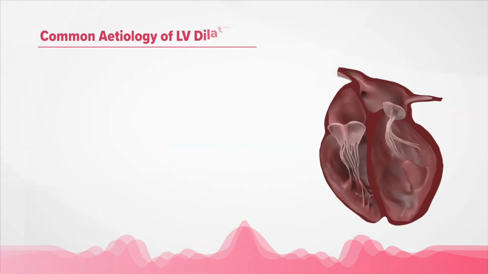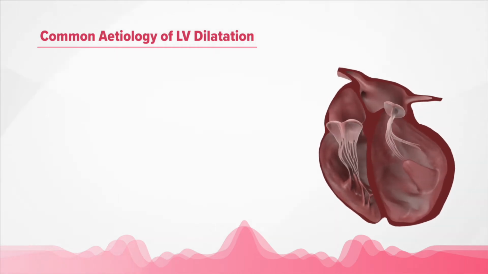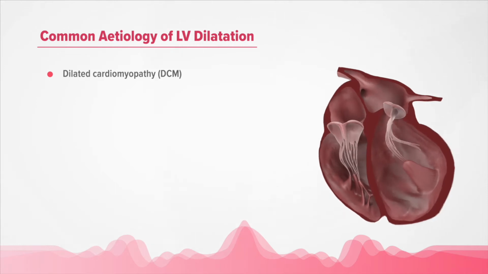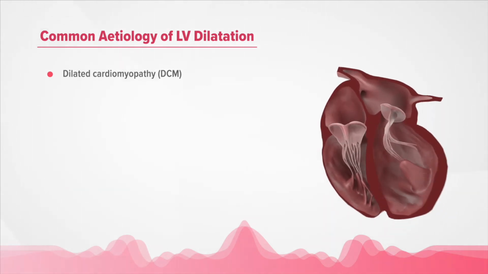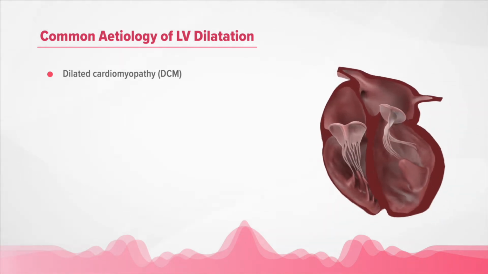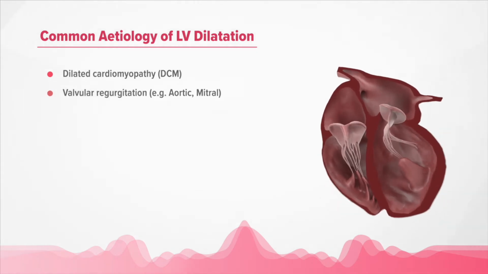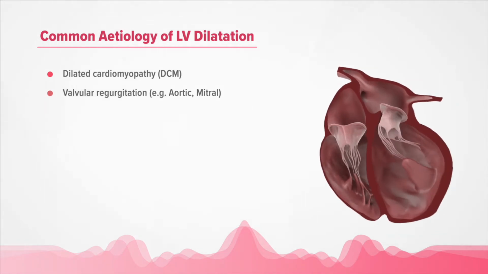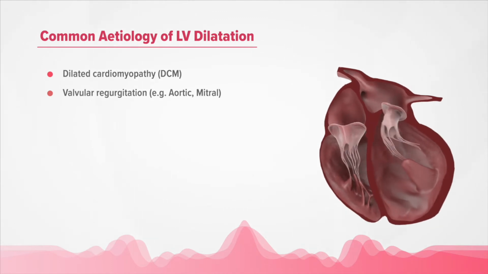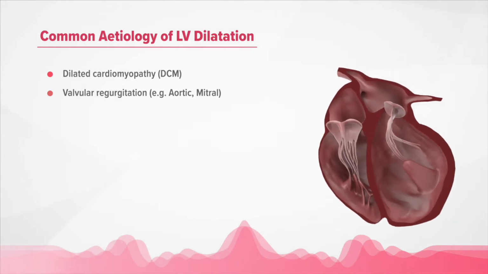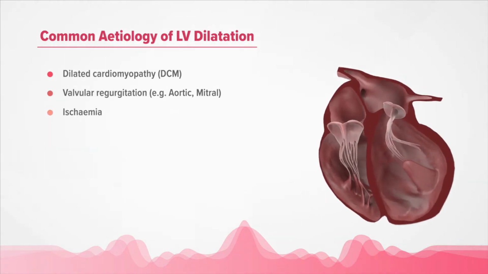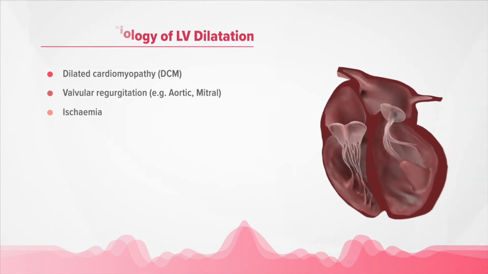The left ventricle can dilate as a consequence of three common causes. Firstly, the heart muscle disease called dilated cardiomyopathy or DCM. Secondly, valvular incompetence, also known as regurgitation or insufficiency. The two most important examples are aortic regurgitation and mitral regurgitation. Thirdly, ischemic causes such as remodeling after a heart attack.